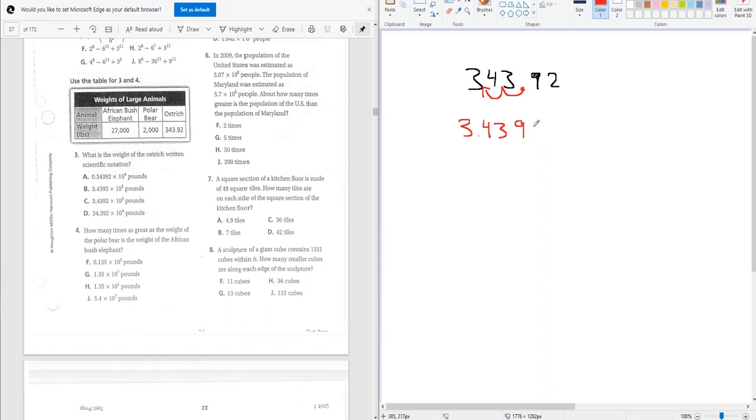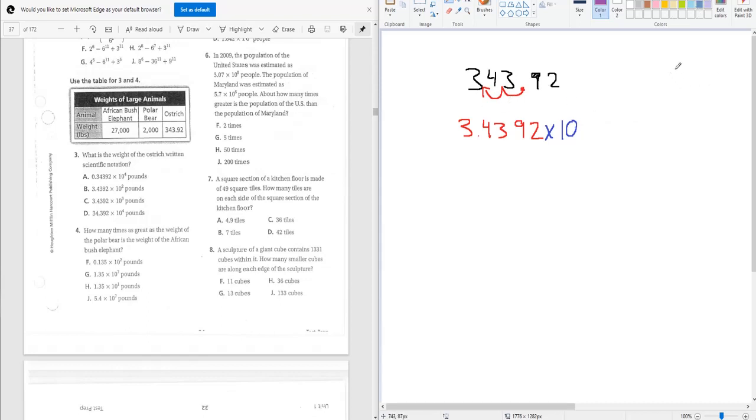Ooh, that should be a 2. There we go. So that's the first step. The second step is to plop down a times 10. That's just all scientific notation has, times 10. And the last part, I need to make my exponent depending on how I moved my decimal.